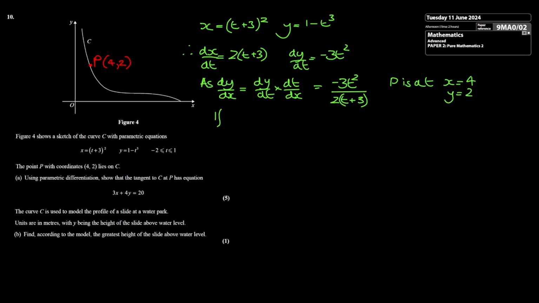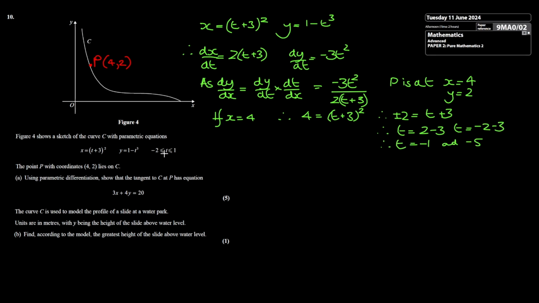But the point P we need is at x equal to 4 and y equal to 2. So if x is equal to 4, then 4 is equal to (t+3) squared. Square rooting both sides, plus or minus 2 is equal to t plus 3. So I will get two solutions: t is equal to 2 take away 3, and t is equal to negative 2 take away 3. And we're told here that t cannot be less than negative 2. So this solution is blown out of the water.